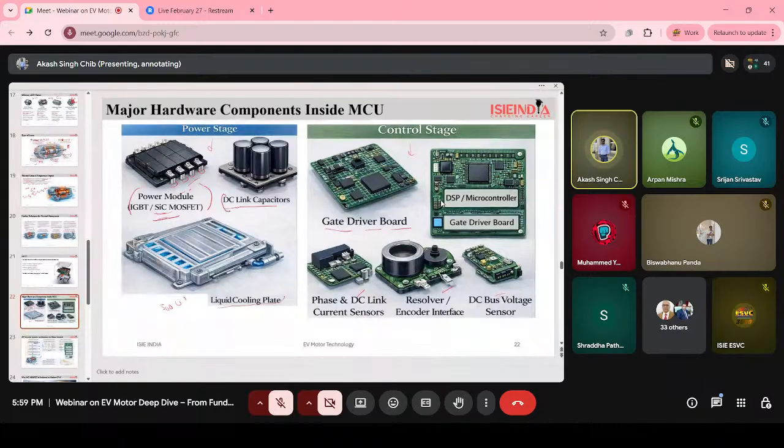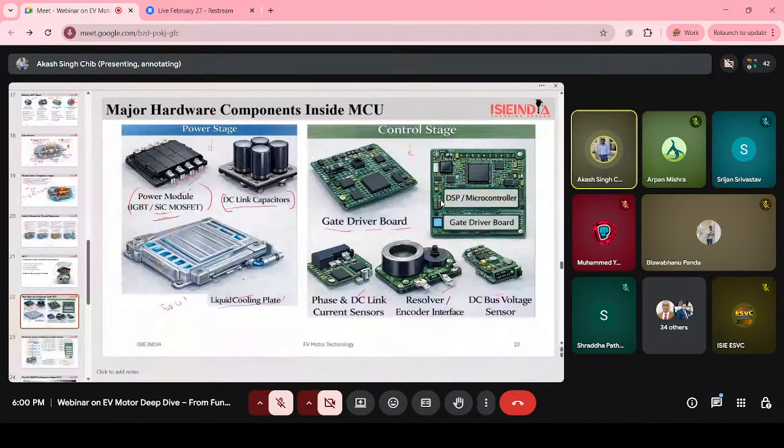Basically, the DC link capacitor stabilizes the DC voltage. It reduces voltage ripple as well, and it stores energy for quick switching. Like a capacitor, we use it as a small energy device. So this is our DC link capacitor. Then comes the liquid cooling plate. It removes heat from the power module.